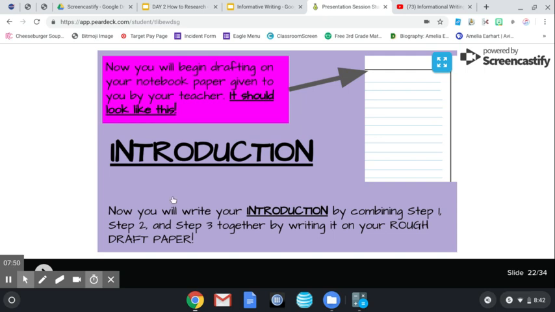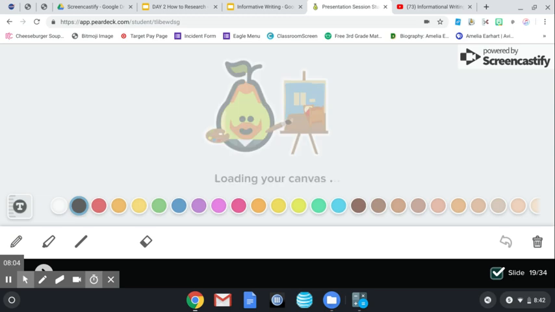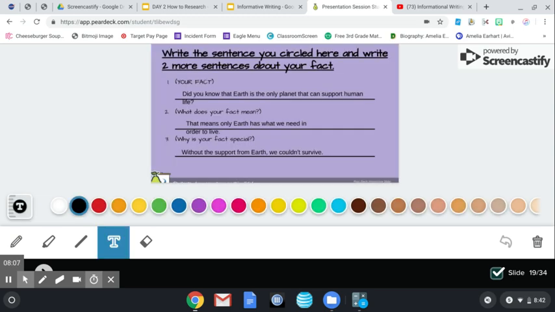So it says now you will write your introduction by combining step 1, 2, and 3 together by writing it on your rough draft paper. I will say that your introduction should be 7 sentences. Now, if I go through here and I count all the sentences that we wrote together, it's going to be either 7 or more sentences. So as long as you filled out step 1, 2, 3, and everything that you needed to do, you will have your 7 sentences.